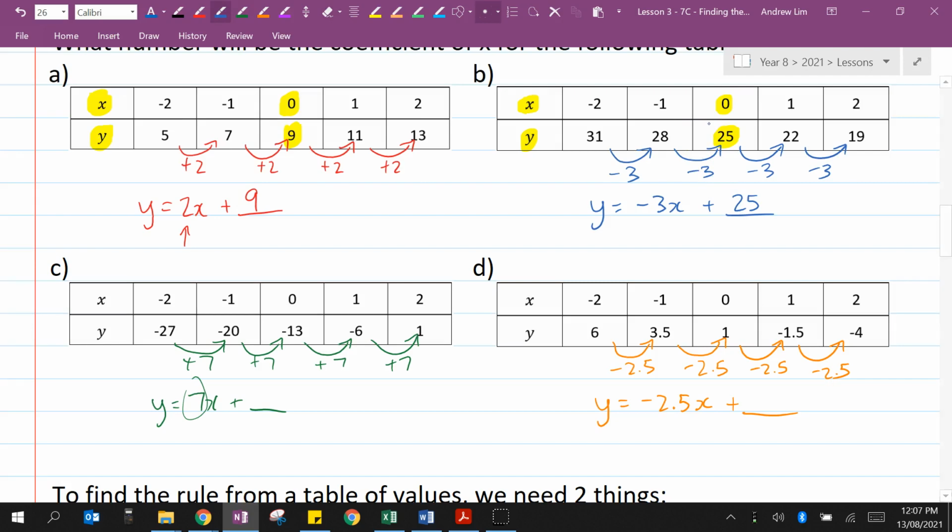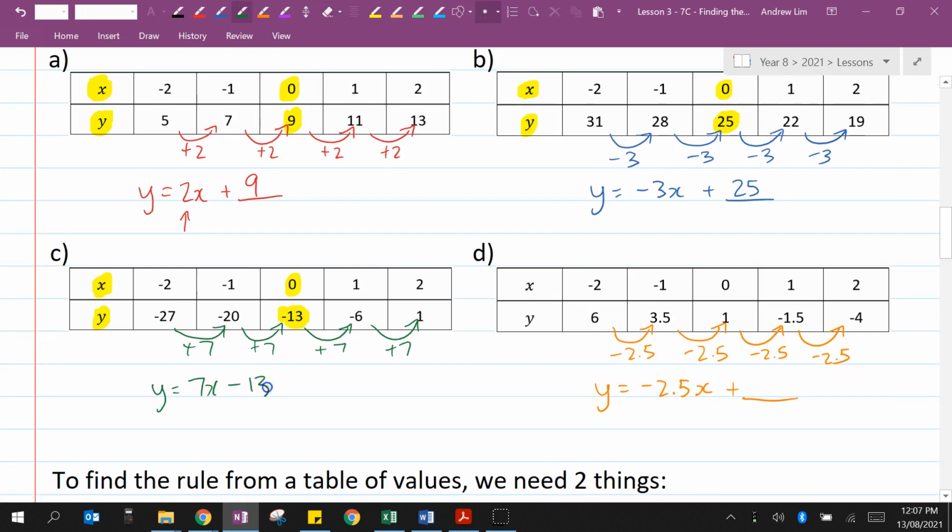Can I get you to pause the video and have a go with questions C and D? Okay, question C, when x is equal to 0, y is equal to negative 13. So here, we've got y equals 7x, but instead of writing plus, we're going to write minus 13. For question D, when x is equal to 0, y is equal to 1, a positive number, so we'll write plus 1.